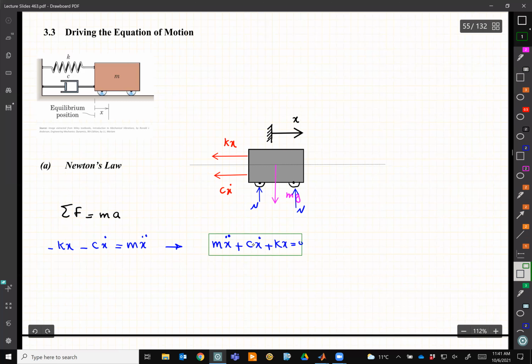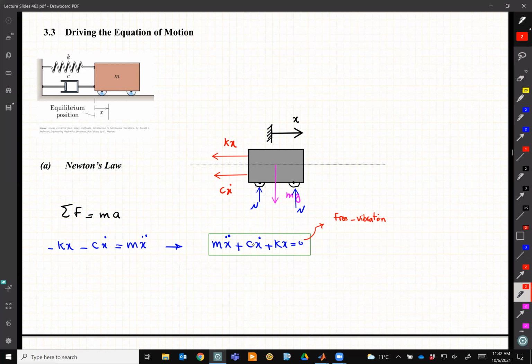And this is our standard form from now on. Before, we didn't have cx dot, but now we have a new term, cx dot, in our equation. Remember from the title of this chapter, we are in free vibration, so this side will be 0. But next chapter, there's going to be a force there.